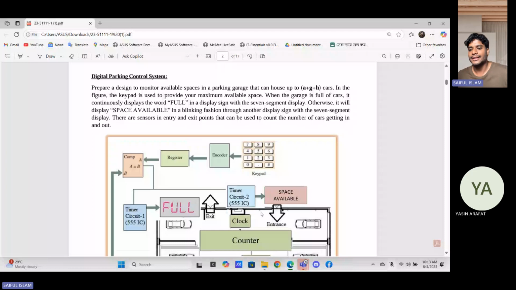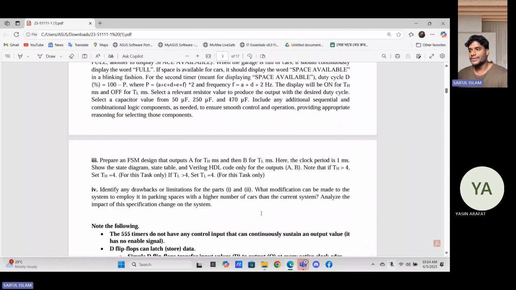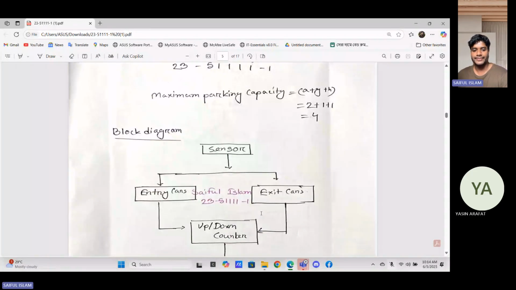So this is the scenario, and this is our required first question. This part asks for the step by step plan to design a parking system. We need to draw a diagram showing how the counter, sensor, and display work together. So this is my answer.